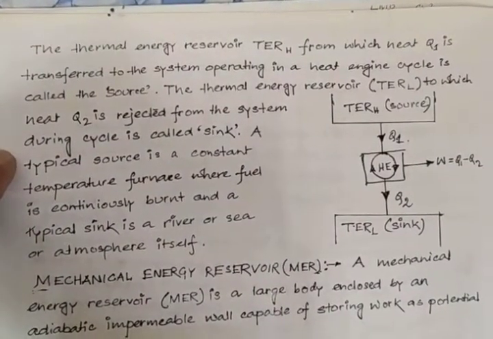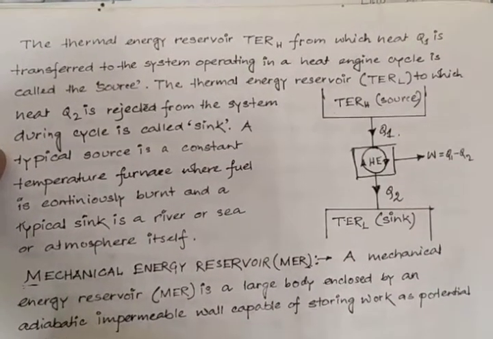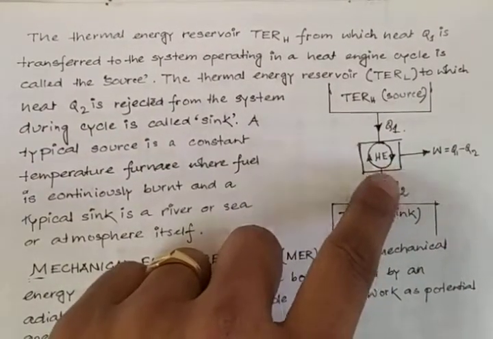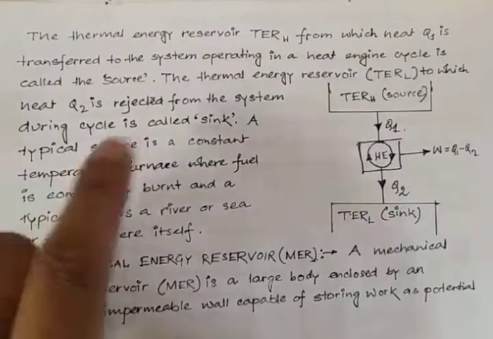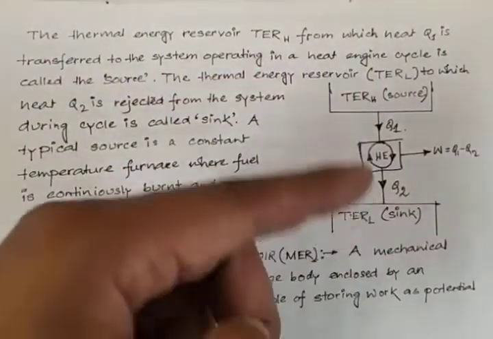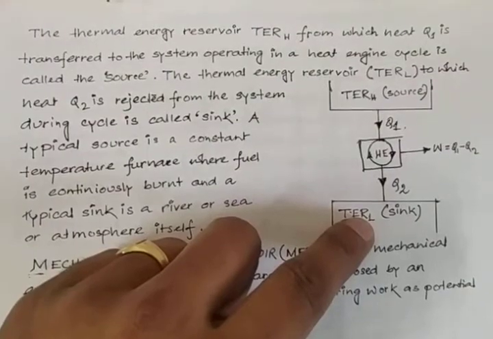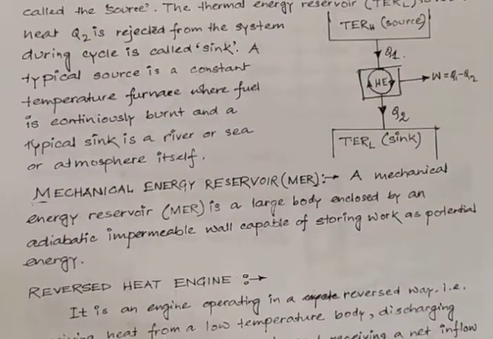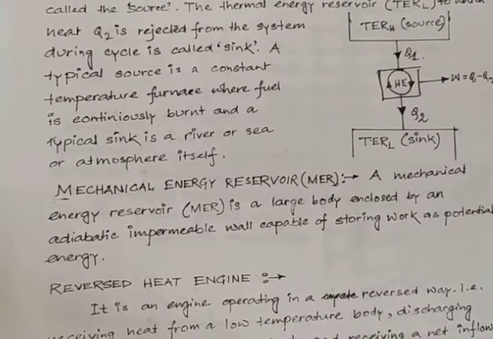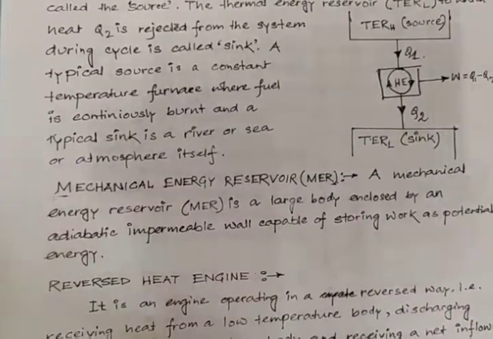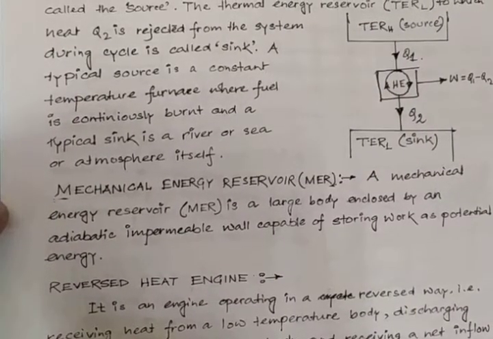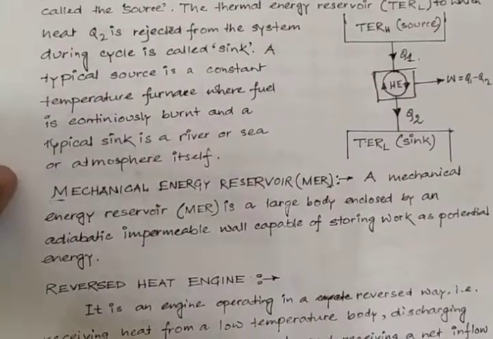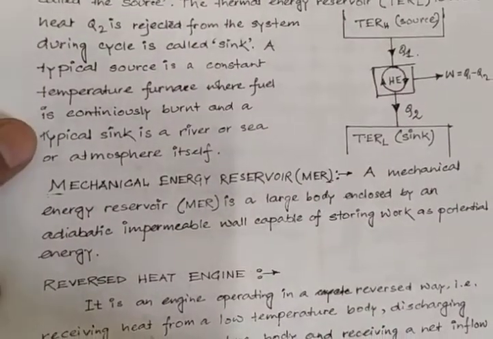The thermal energy reservoir to which heat Q is rejected from the system during the cycle is called the sink. A furnace where fuel is continuously burned is a typical example of a source, and a typical example of a sink is a river, or the sea, or the atmosphere itself.